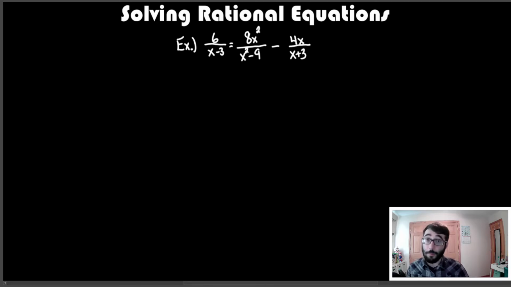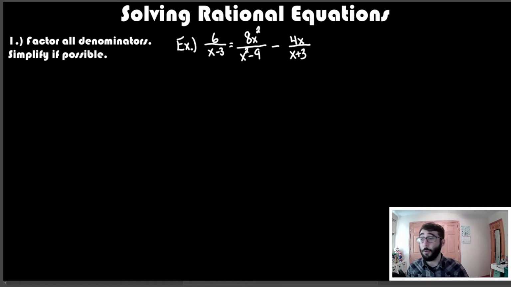Well, we're actually going to be clearing the fractions once again. And in order to do that, the first thing you have to do is you have to factor every denominator you possibly can and simplify if possible. What I mean by that is if you factor your denominators, and if you notice in one of the fractions, one of the factors cancel it out, it's going to make your life a lot easier. So I would end up factoring, and the only denominator I can factor is x squared minus 9, and that gets me this particular equation here.